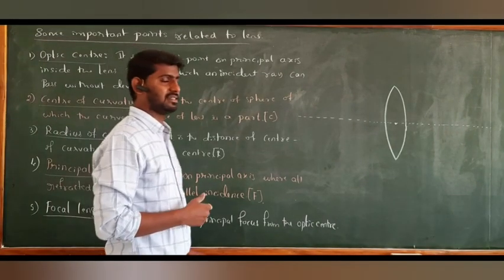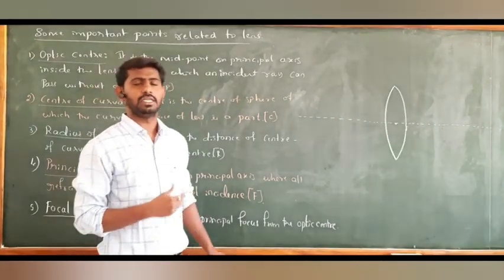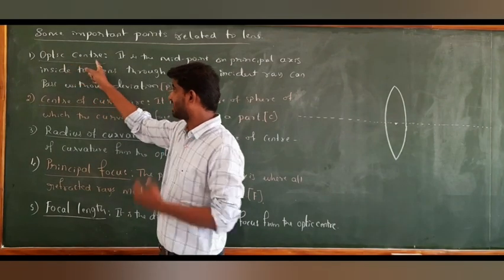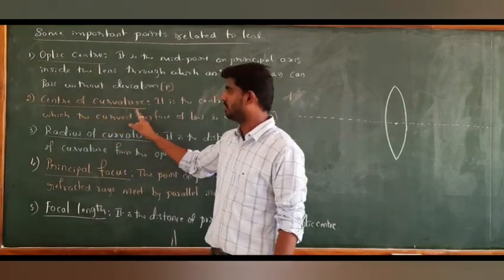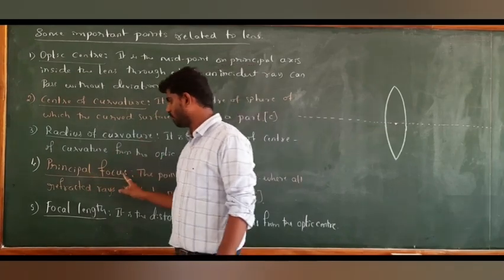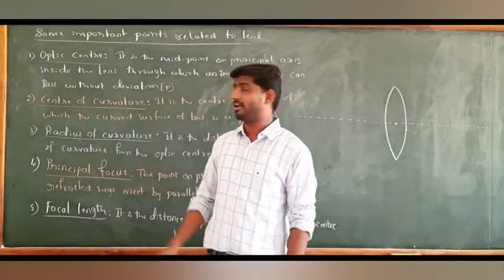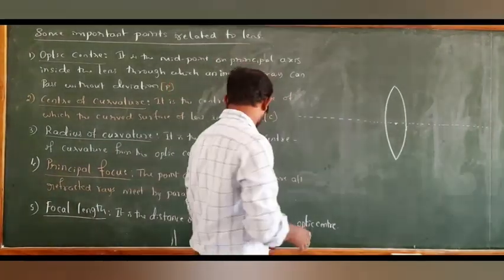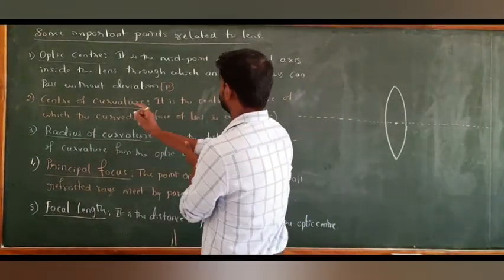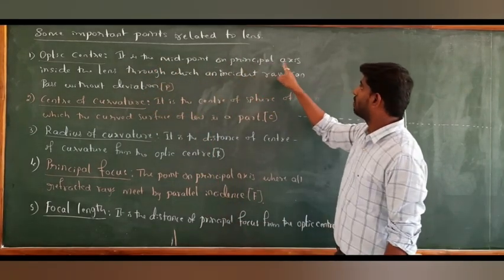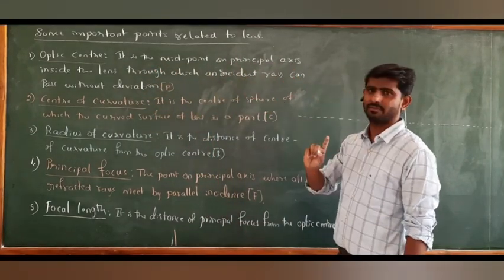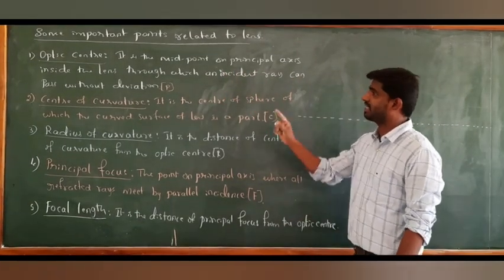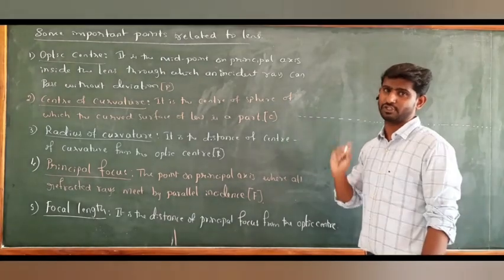While studying the lens, we should know some important terms. Those are optic center, center of curvature, radius of curvature, principal focus, and focal length. I have studied the same thing in case of mirrors. Here, what is the optic center? Optic center is a midpoint on the principal axis inside the lens through which an incident ray can pass without deviation.